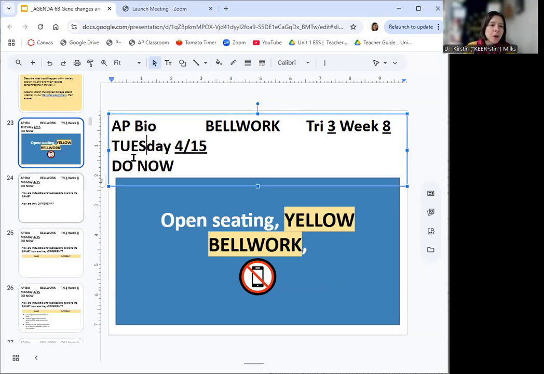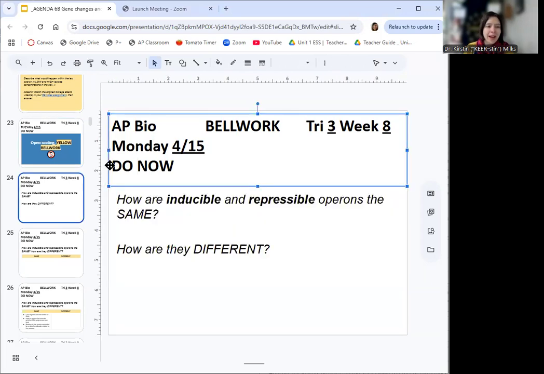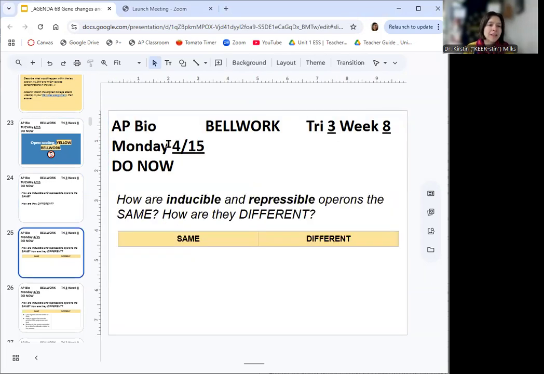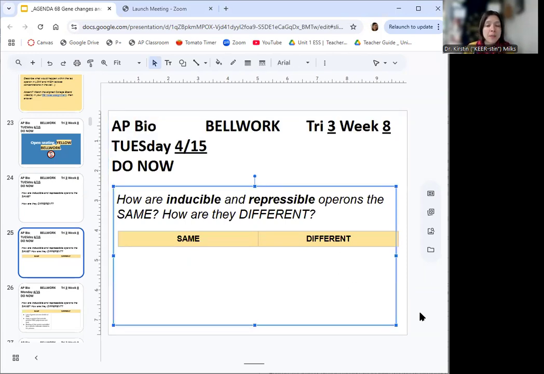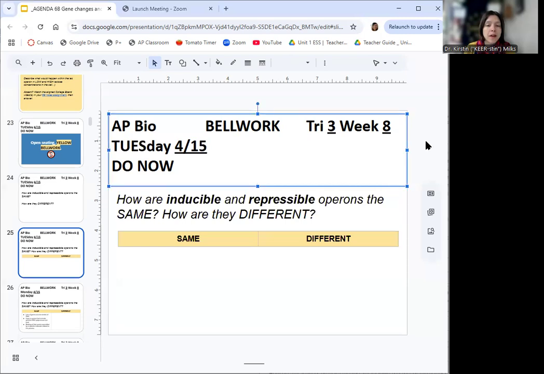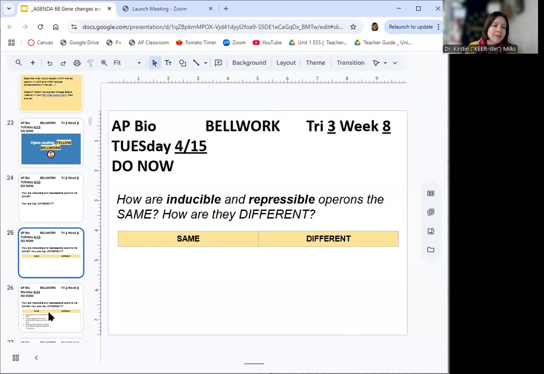Okay, so how are inducible and repressible operons the same, and how are they different? And I strongly suggest that you make a little table that looks like this. So pause the video. If you have been in class the last couple of days, or if you have completed the assignment for yesterday, you should know the answer to this.